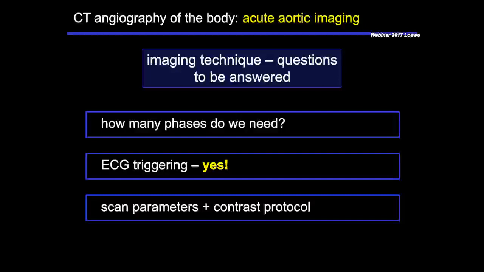So that's why I'm really in favor of answering question two with a clear yes. If you are able to apply ECG triggering, you should in the acute setting. Again, it makes life easier and helps you a lot to safely differentiate between artifacts and to get even a little bit more flow information.